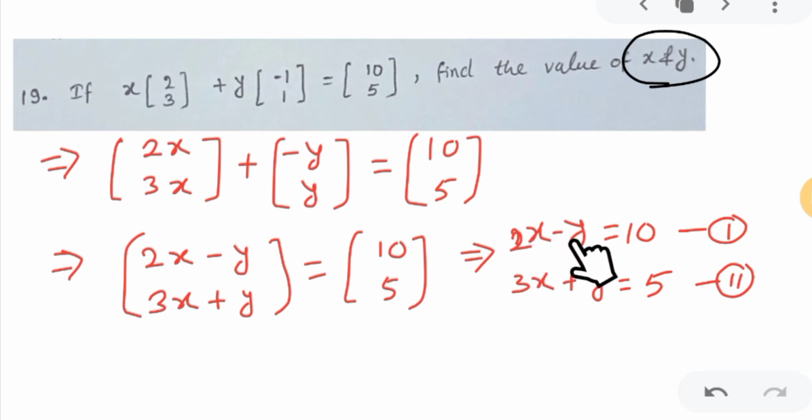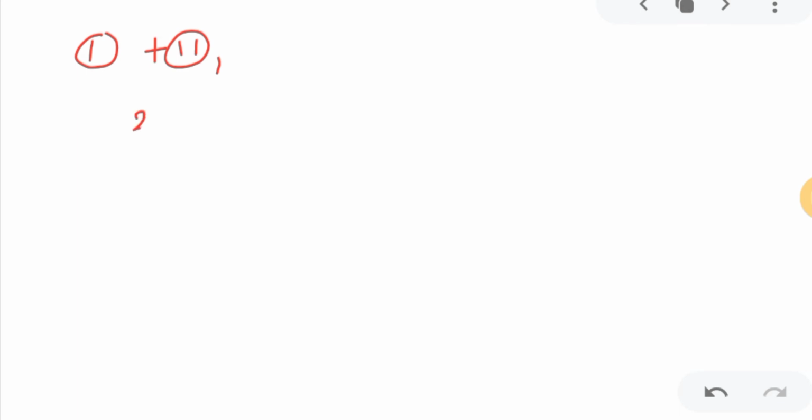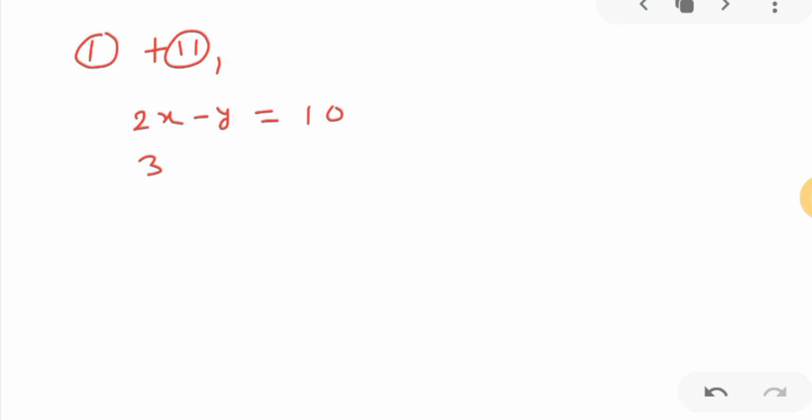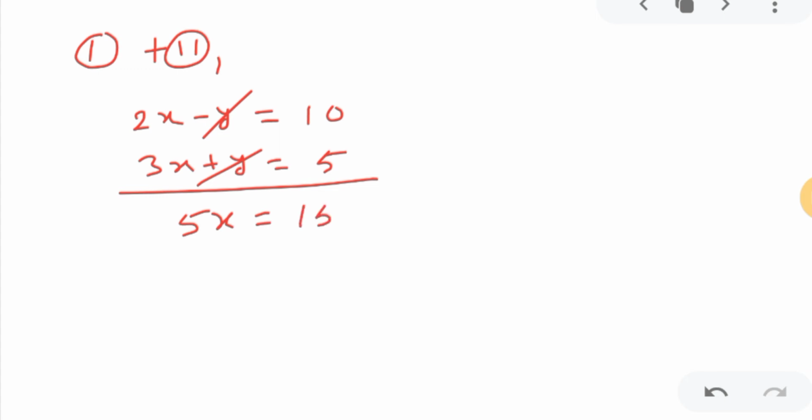So 2x minus y plus 3x plus y, equal to 10, and the second equation is 3x plus y is equal to 5, correct. So if I add, then minus y plus y will cancel on the left side, and 2x plus 3x, 5x, is on the left side, and on the right side 10 plus 5, 15, correct.